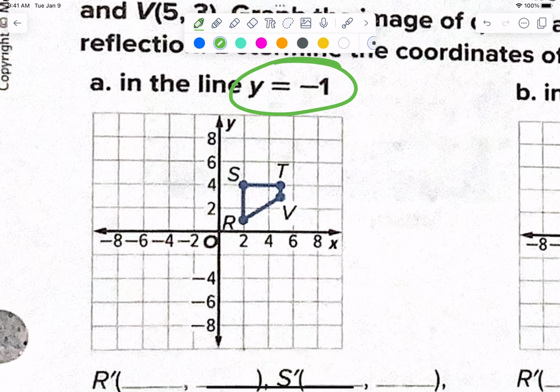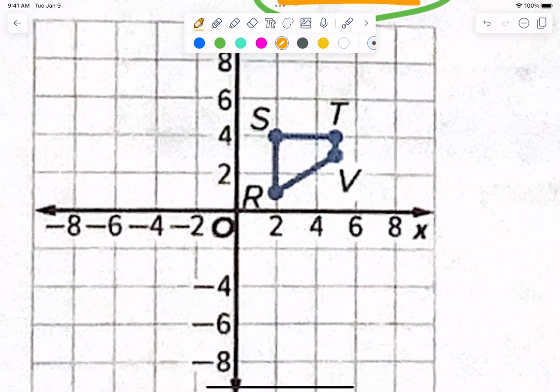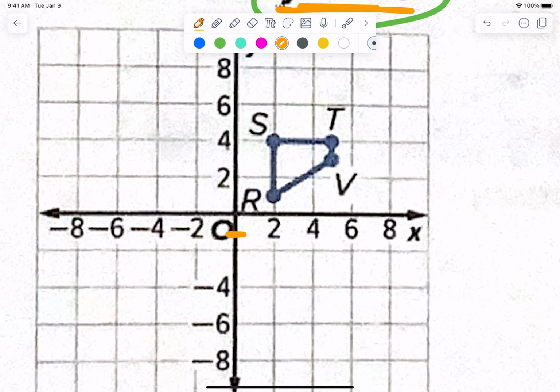Y equals -1. If I graph the line y equals -1, do you know what it looks like? You go to -1 on the y-axis. -1 is right here because we're going by 2's, right? And it's a horizontal line straight across. That's at y equals -1.